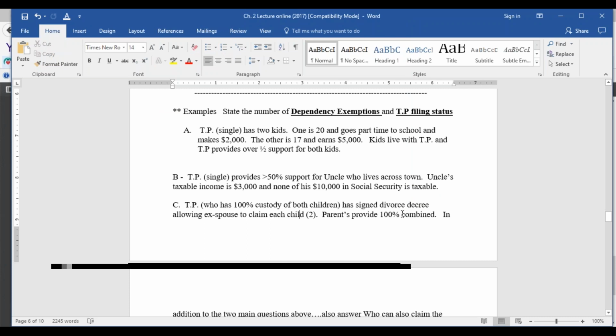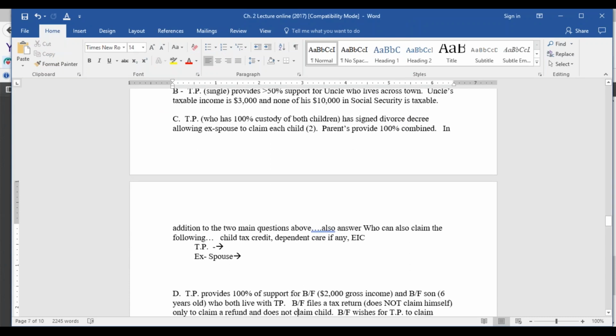Part C. Taxpayer has 100% custody of both kids. Sounds like a divorce type situation. However, the divorce decree does allow the ex-spouse to claim each child. And there's 2 of them. Parents together provide over 100% support. In addition to the main questions above, also answer who can claim the following: the child tax credit, dependent care, if any, and the earned income credit.